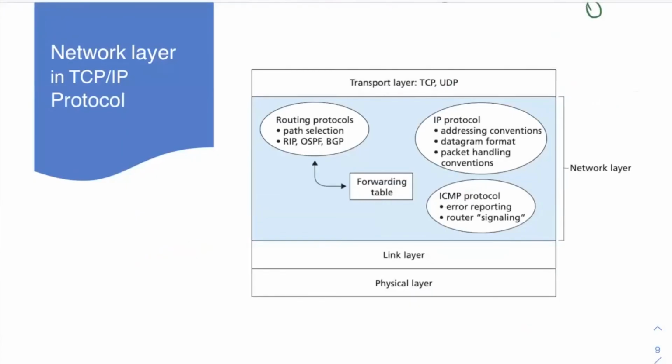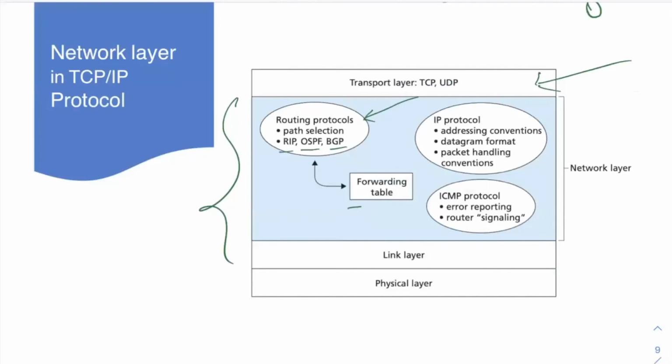And if you look at the networking layer in the TCP/IP protocol in more detail, you have the transport layer, TCP and UDP here. Of course, I have not drawn the application layer here. Then you have the networking layer with different components. You have routing protocols, which help in path selection. What should be the path followed by the packet from source to destination? These routing protocols help in that. RIP, OSPF, BGP are some of the protocols that help in selecting this path.